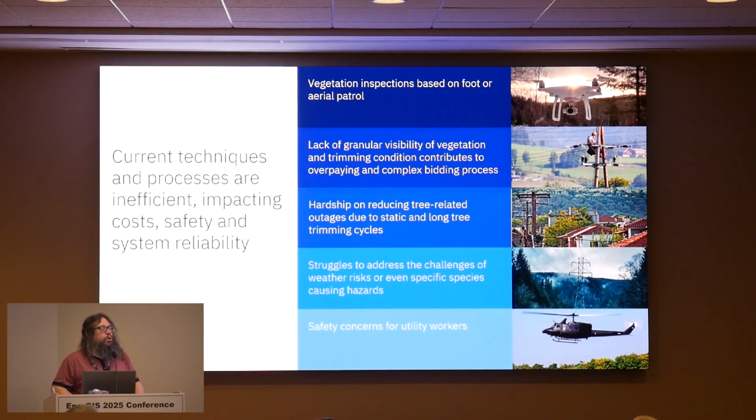Right now, most utilities deal with the vegetation management process through cycle-based trimming. So over time, they've learned, okay, every 4 years, let's revisit these feeders and do the trimming, which doesn't take into account, say, the species of trees or the weather or how fast things grow, right?